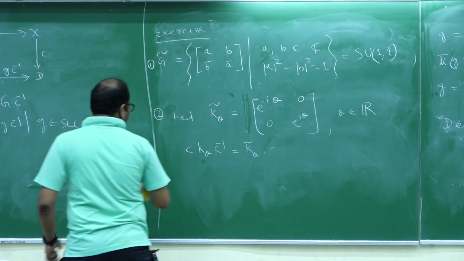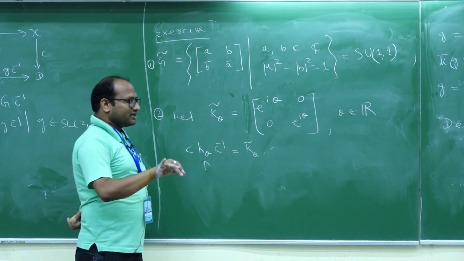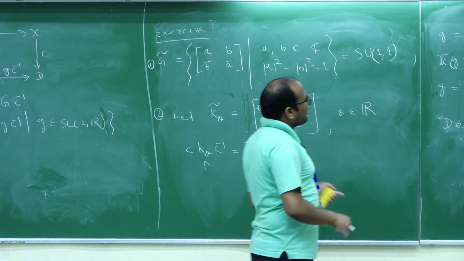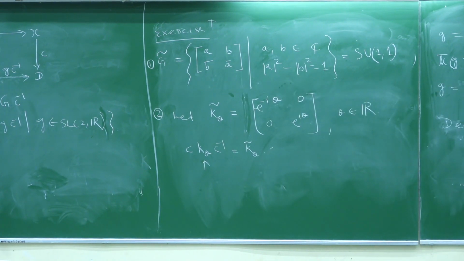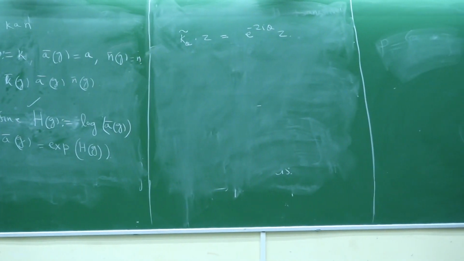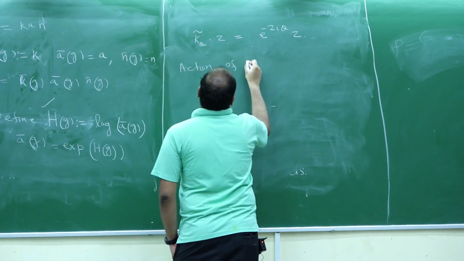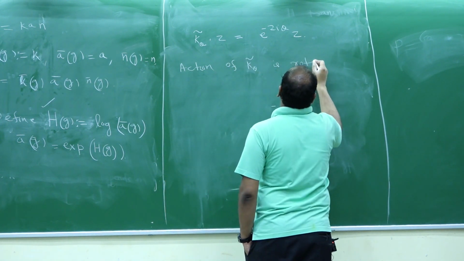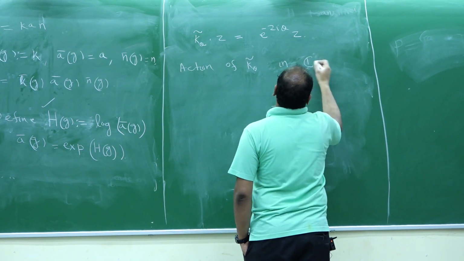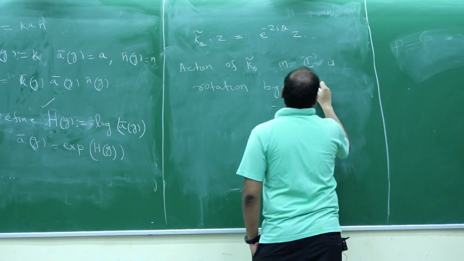Now, one thing. K theta actually represents a rotation by theta in R2 in the anticlockwise direction. So look at the action of K theta tilde in the complex plane. So K theta tilde z will be really e to the power minus 2i theta z. So this is actually the action of K theta tilde on z. The action of K theta tilde is really a rotation by angle 2 theta in the clockwise direction.